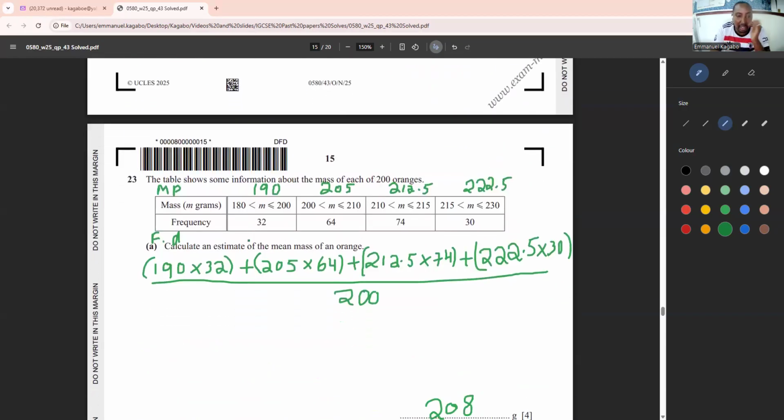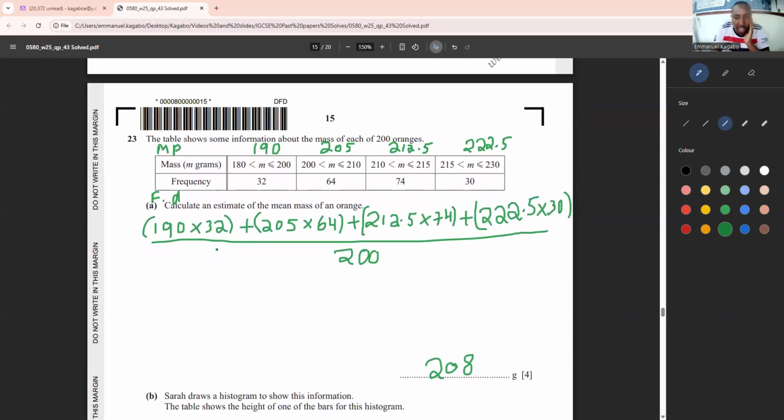Very good. Question 23. This question is about statistics, histogram, which is very important for you as well. Okay, you should also be able to draw a histogram, by the way, and it's very common in the exam.